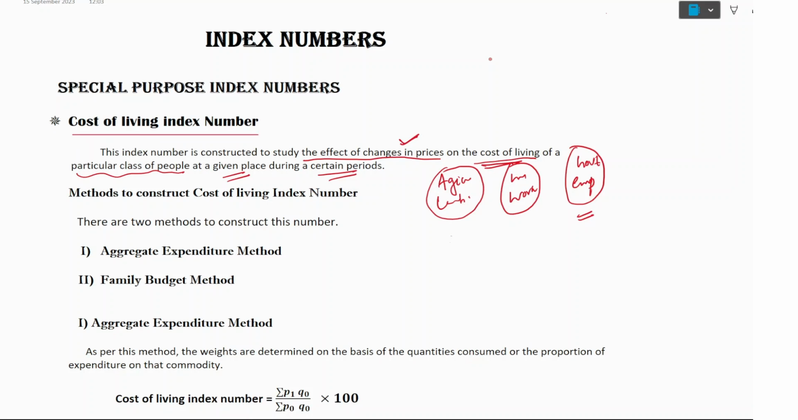Now see, suppose you are considering the cost of living index number for a particular year. I'm taking an example of 2023 and 2022. Here 2022 is the base year and 2023 is the current year. Suppose the cost of living index number for this particular year is 125. What do you mean by that? That means in order to maintain the same standard of living as 2022, one will have to spend 25% more in 2023 than in 2022.